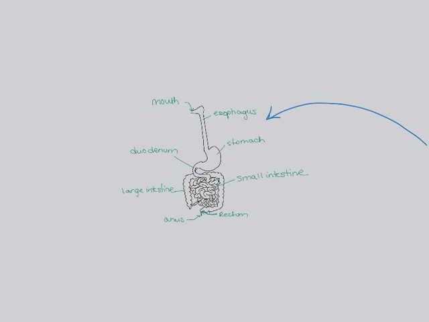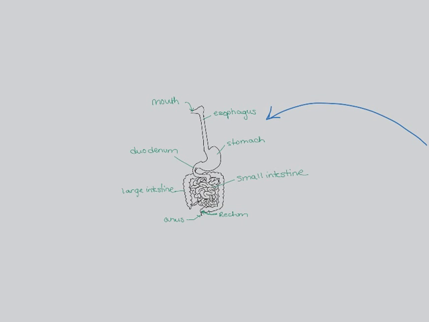Okay, so we're going to walk through organ by organ as if you were a piece of food. So if food were to come in, it's going to come in first through the mouth, go down the esophagus, wait in the stomach, continue to the duodenum, throughout the small intestine, into the large intestine, and finally out the rectum and anus.